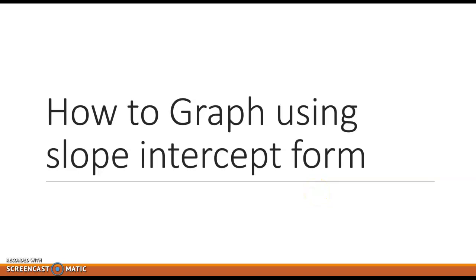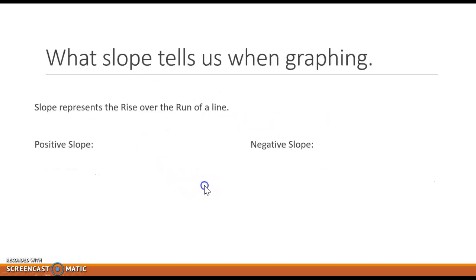All right, so now we're going to talk about how do we graph using the slope-intercept form. How does that even happen? Well, first off, we need to talk about how we can use slope on a graph. And so we remember that slope represents our rise over run of a line.